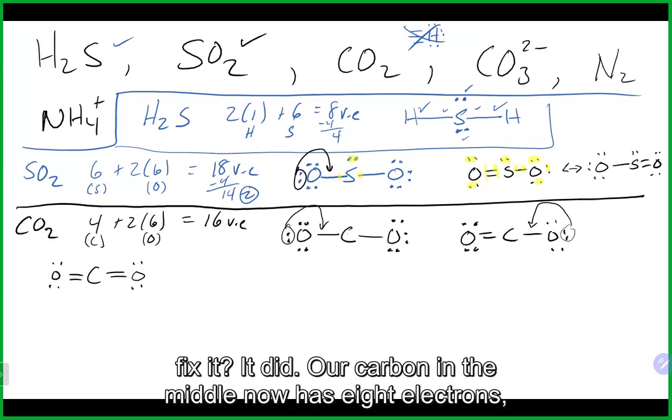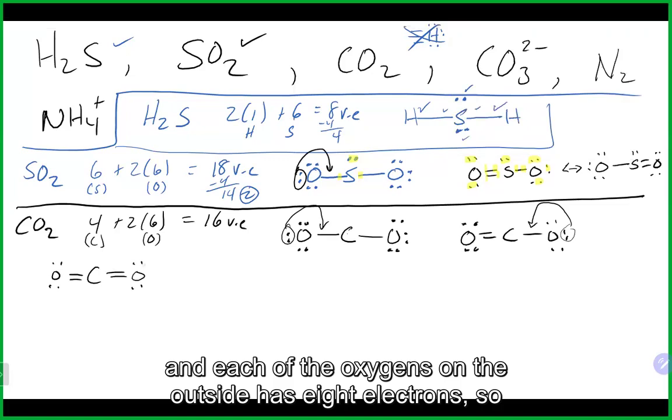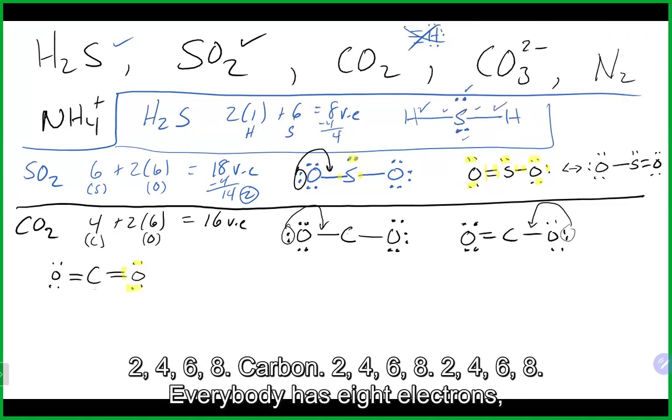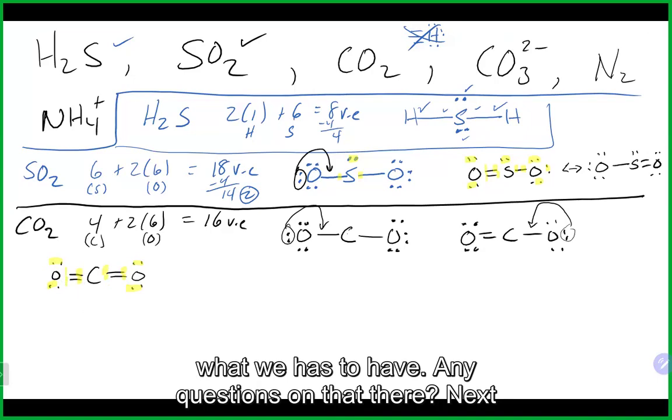And did that fix it? It did. Our carbon in the middle now has 8 electrons, and each of the oxygens on the outside has 8 electrons. So 2, 4, 6, 8. Carbon, 2, 4, 6, 8. 2, 4, 6, 8. Everybody has 8 electrons. And we still have a grand total of 16 electrons, right? Which is what we have to have. Any questions on that, though?